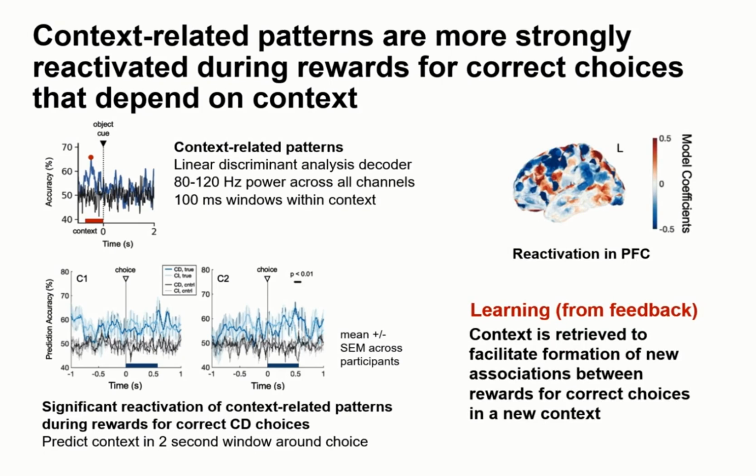From looking at the model coefficients also, on average across participants, this reactivation involves engagement of the prefrontal cortex, as shown in the brain plot on the right. Altogether, the timing and spatial distribution of this neural reactivation suggests that context representations in prefrontal cortex may be retrieved to facilitate the learning of associations between the reward and new context.